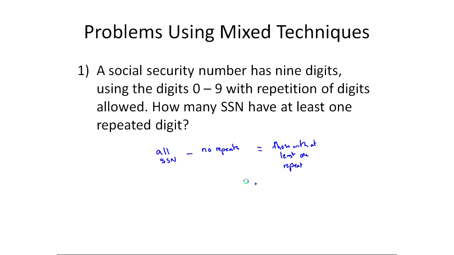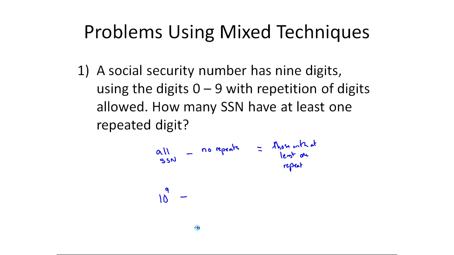So think about how many social security numbers are possible. Okay, so we have 9 digits, repetition is allowed. So if I think about it with the multiplication rule, I say, well, we could have 9 spots. I'm not going to write them out. Each would have the number 10 in them, right? Because you could have any one of the 10 digits. So in other words, this is 10 to the 9th power.